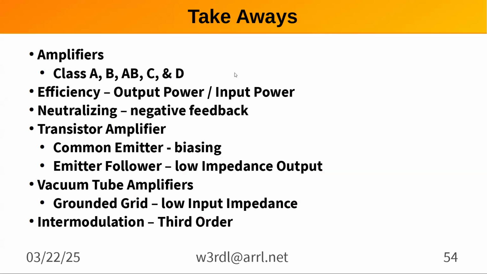Okay, so we talked about all the different classes of amplifiers and efficiency and neutralizing. We talked about biasing for common emitters and the difference in an emitter follower and a grounded grid vacuum tube and third order intermodulation products. Any questions on those?